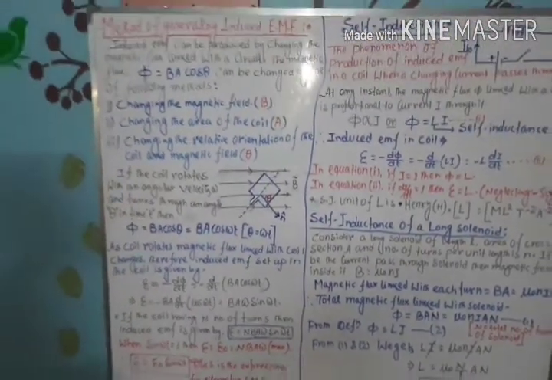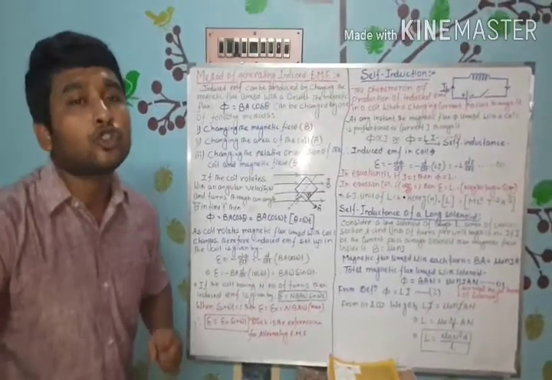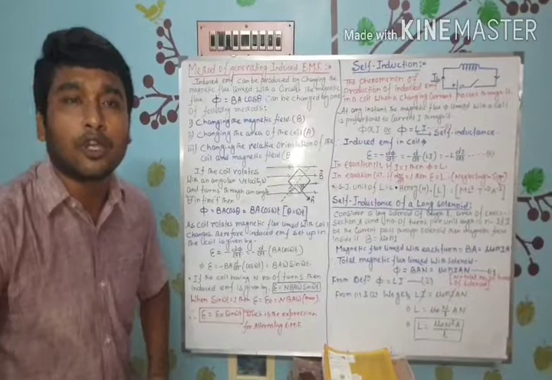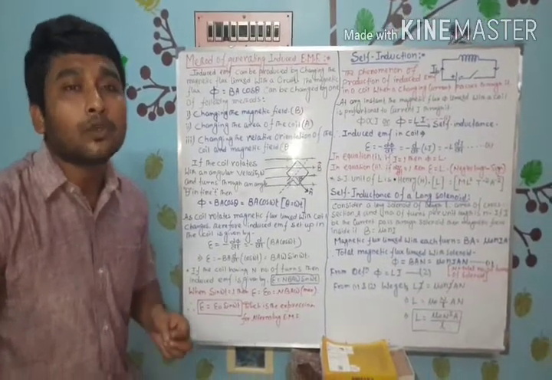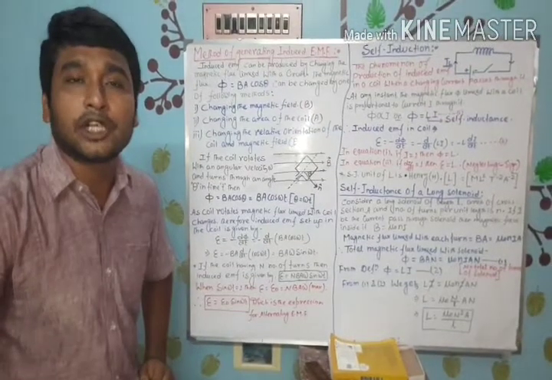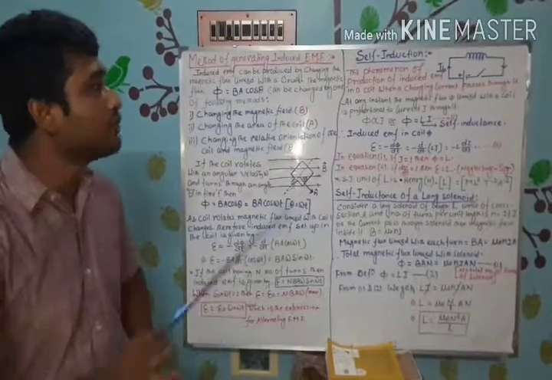Now student, why do we take a long solenoid? Because in case of a long solenoid only, the magnetic field inside the solenoid is uniform. That's why whenever we want to determine the self-inductance of a solenoid, you have to consider a long solenoid. Now student, read all this portion very carefully.